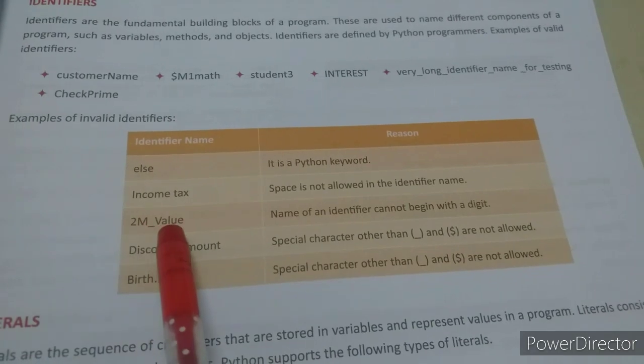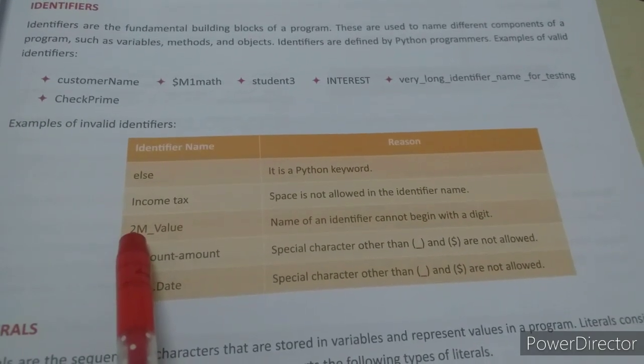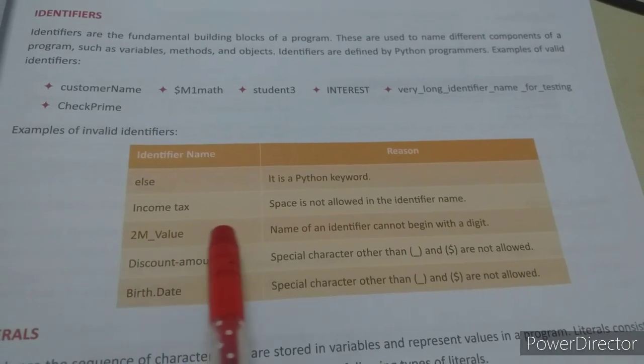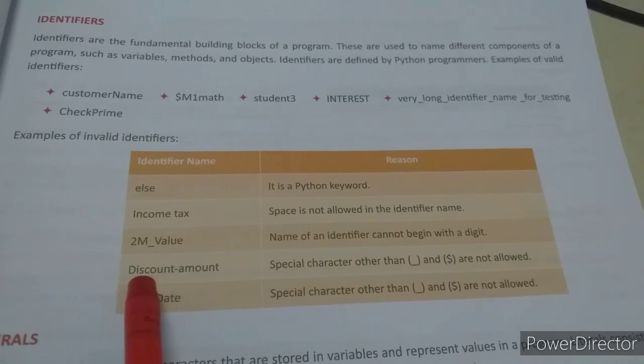2m underscore value. Starting only number is there. That's why it won't accept. So a name of an identifier should start with a character but not with a number.